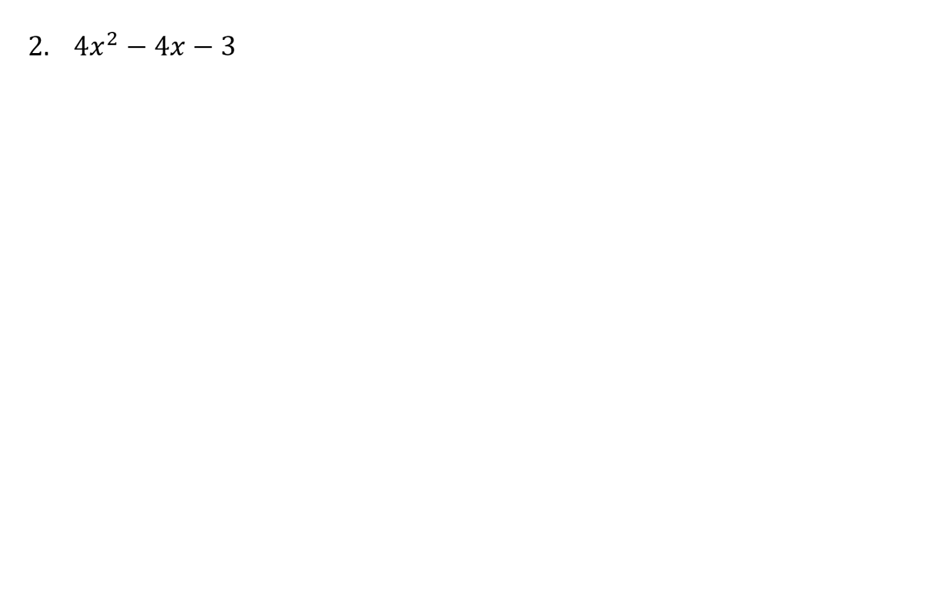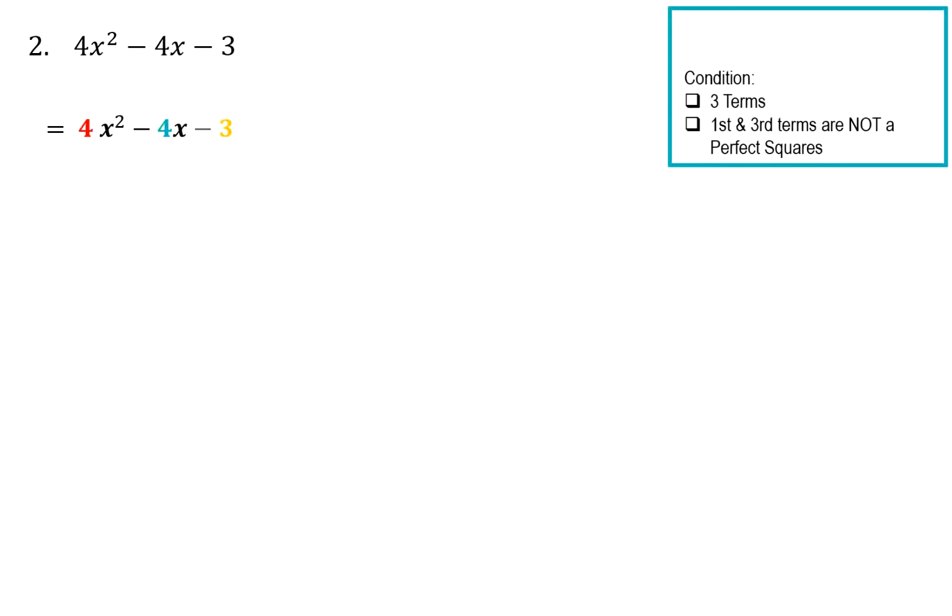Example number 2, we have here 4x squared minus 4x minus 3. Let us first check kung magsasatisfy ba itong given na polynomial sa condition na ito. So, una, tatlo ba yung terms? So, that is correct. Now, let us check kung yung first daw at yung last term natin ay hindi perfect square. So, take note dito, pwedeng yung isa o yung dalawa na ito ay hindi perfect square.